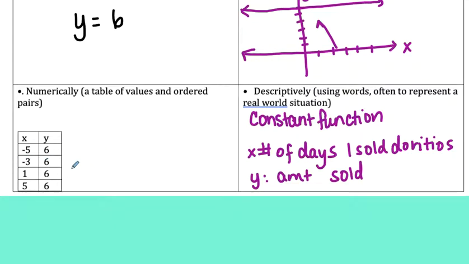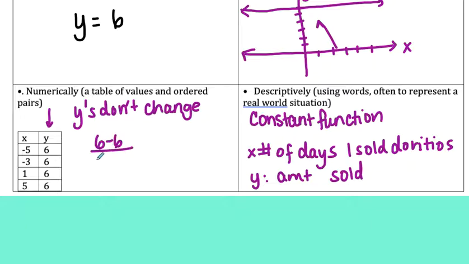But numerically, what you might notice is that a constant function, or when it's a horizontal line, the y's don't change. So again, if you didn't necessarily see that the y coordinate is 6 in every case, and you did slope, rise over run, change in y over change in x, you do 6 minus 6 over -5 minus -3, which would give me 0 over -2, which is 0. And we know that horizontal lines have a 0 slope.